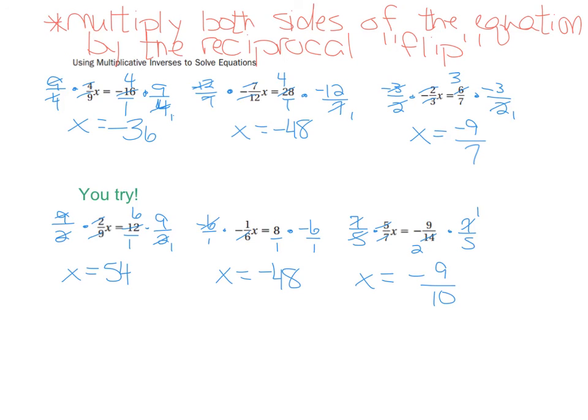Those were a little tougher, but did you get them? Did you get x equals 54, x equals negative 48, and x equals negative 9/10? If you didn't, fix your work. If you don't understand what you missed, get some help.